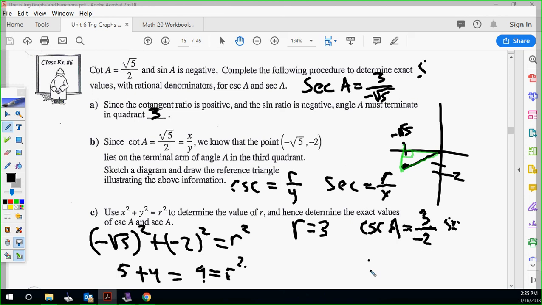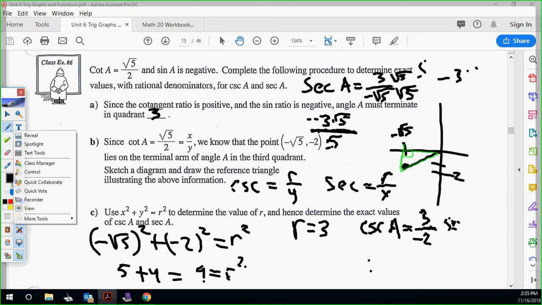Good point. You could rationalize this. They're going to rationalize in your books. I should show you. Remember, to rationalize, you multiply by root 5 over root 5. So your rationalized answer is going to be negative 3 root 5 over 5. But to rationalize, you multiply top and bottom by the radical that's on the bottom to get rid of the radical. Back to a little bit of math 20 stuff. Okay. All right, we'll stop there.